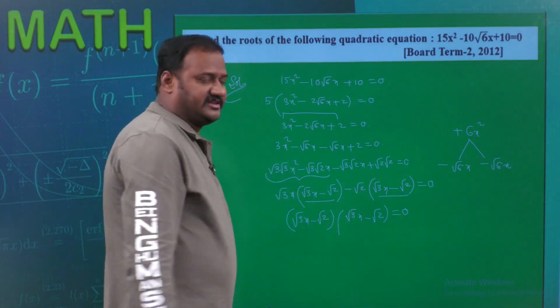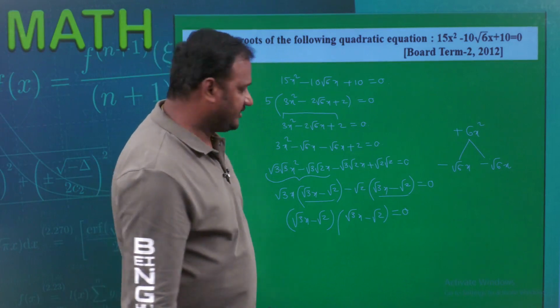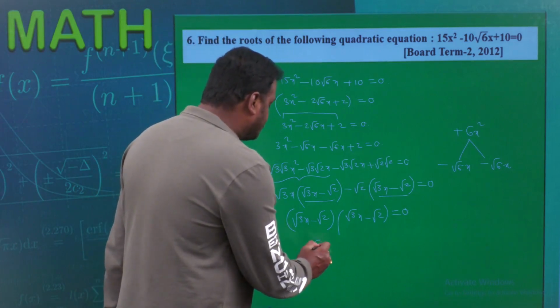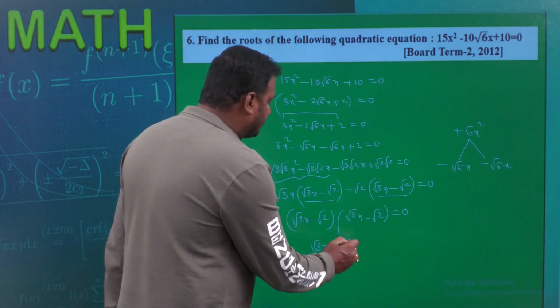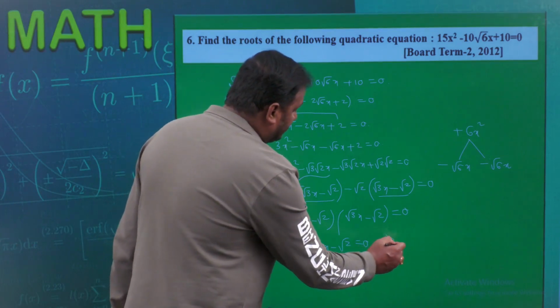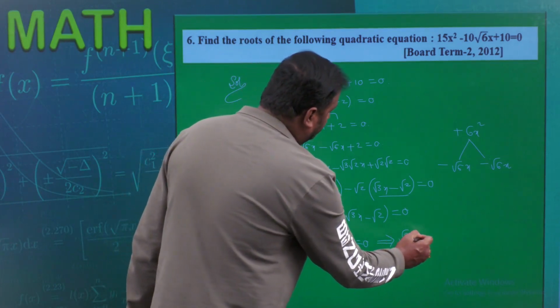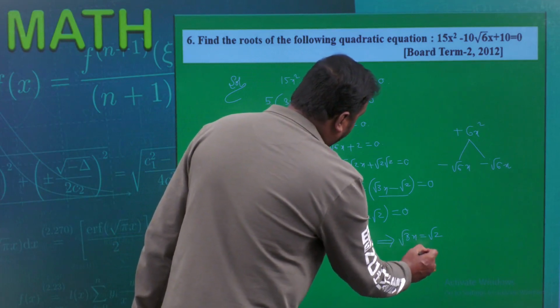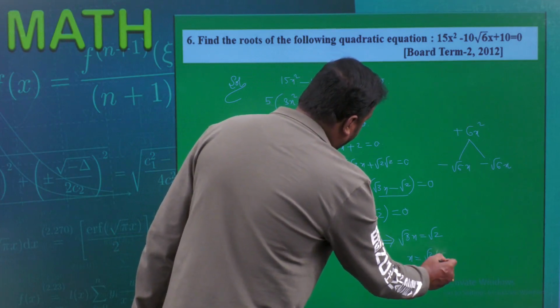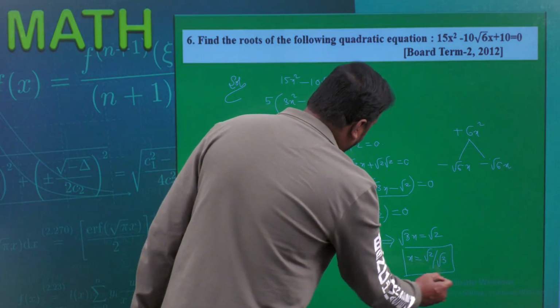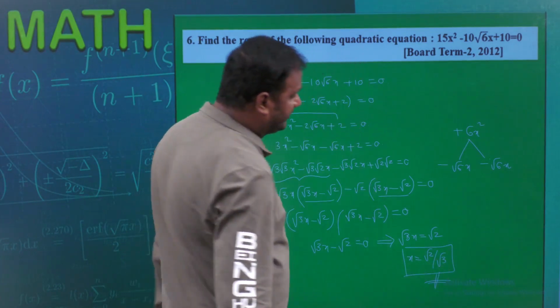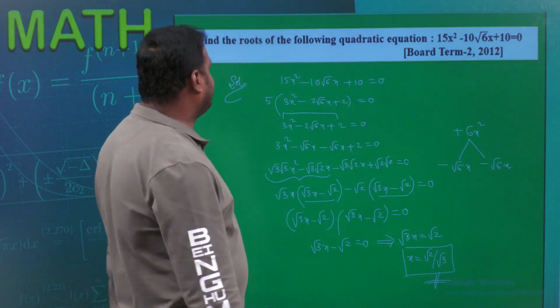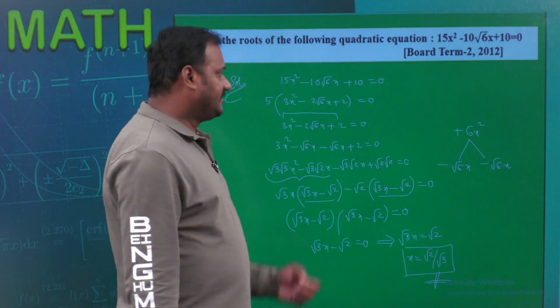See, both of them are root 3x minus root 2 into root 3x minus root 2 equal to 0. So root 3x minus root 2 is equal to 0. Then root 3x is equal to root 2. Then the value of x is equal to root 2 divided by root 3. So it has repeated roots. Root 2 by root 3 is the root of the quadratic equation. You understand? It is interesting, right?